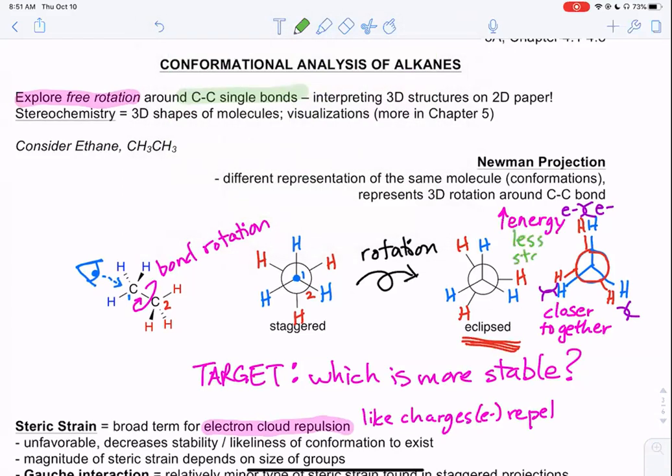Any eclipsed conformation is pretty much always going to be less stable than any staggered conformation. So here, everything is nicely spread out. That's great. That's going to translate to a lower energy, right? It doesn't take as much energy to keep it there. And so this is going to be the more stable one. And this is where we left off for reals.